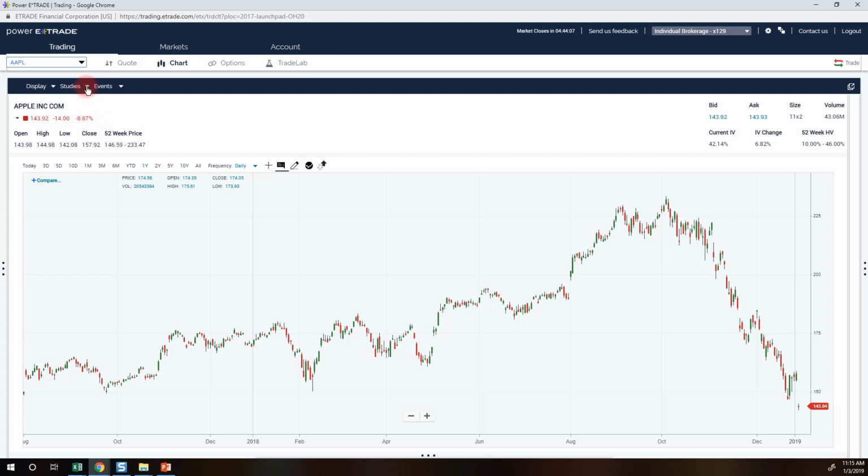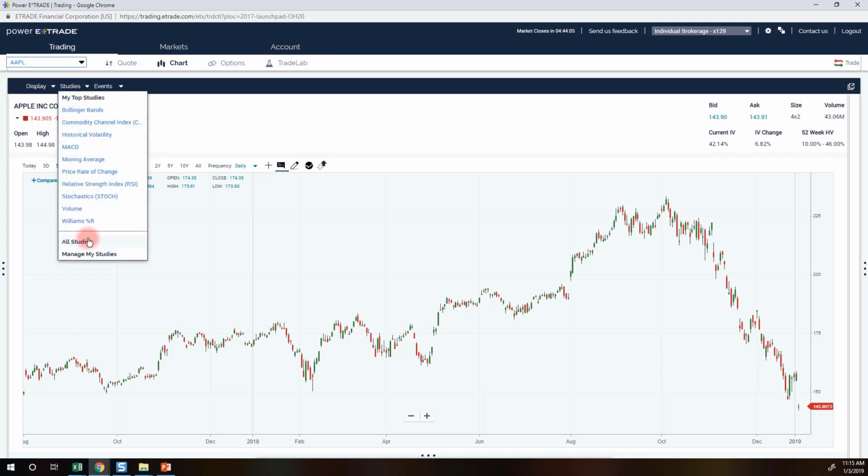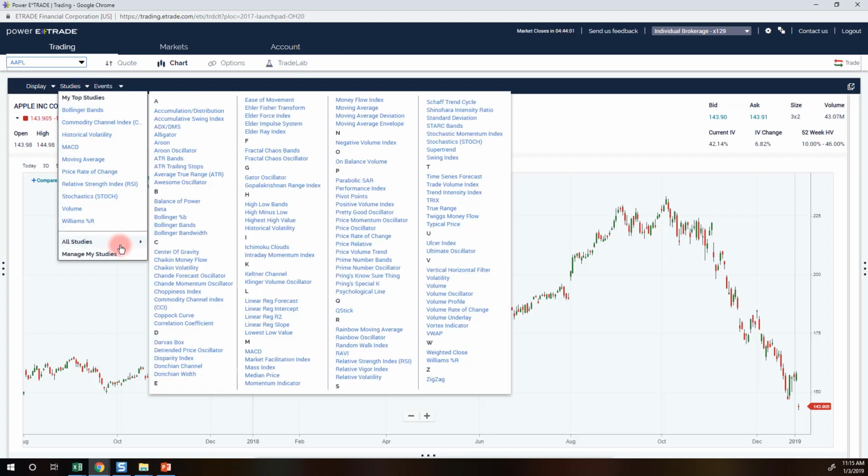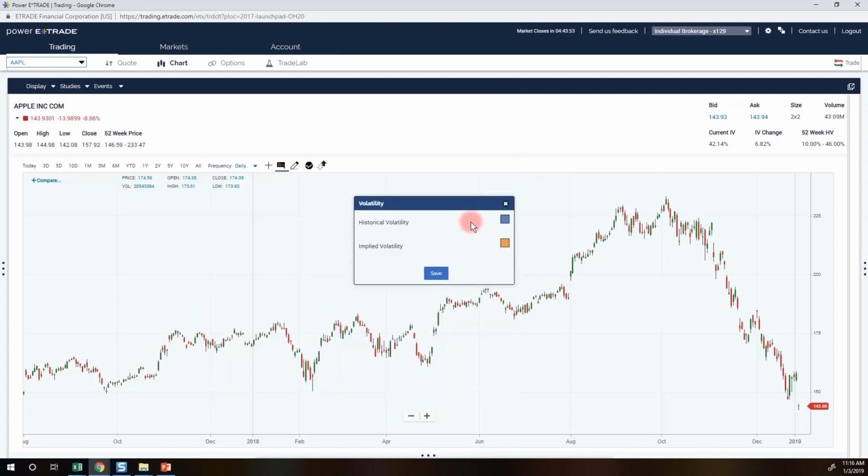Well, you can come up here to studies, go to all studies, and over on the far right, we have volatility. If you select that one, you can choose two color codes. I'm just going to leave the standard defaults here, but blue is historical volatility. That's what the stock actually did, and the orange is the implied volatility. It's the volatility that the market is expecting to be true over the life of the option.